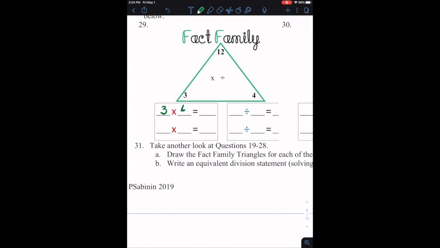a statement that 3 times 4 equals 12 from that particular fact family. The two factors are 3 and 4, and the product is 12. Or the other multiplication statement might be 4 times 3 equals 12. Well, the division statements associated with this are 12 divided by 4 equals 3, and 12 divided by 3 equals 4. So we're taking the product and dividing it by one of the factors.